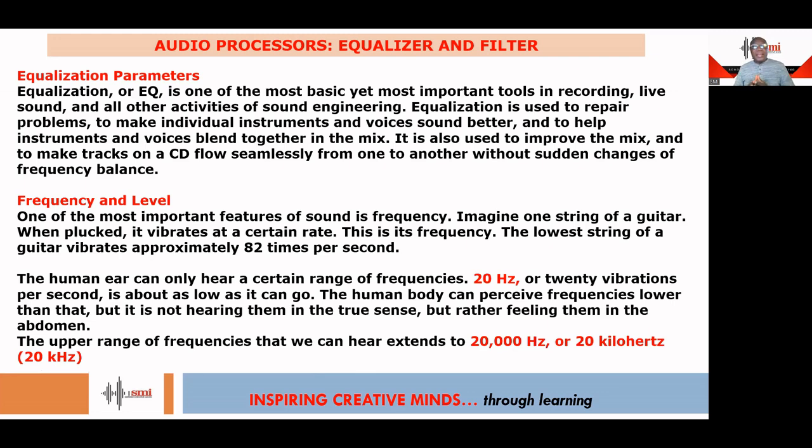So we can talk of the human ear, which can only hear a certain range of frequencies. The lowest is 20 Hz, or 20 vibrations per second. So it's about as low as it can go. Our body can perceive frequencies lower than that, but it is not hearing them in the true sense, but rather feeling them in the abdomen. That is where our subs actually work very well.